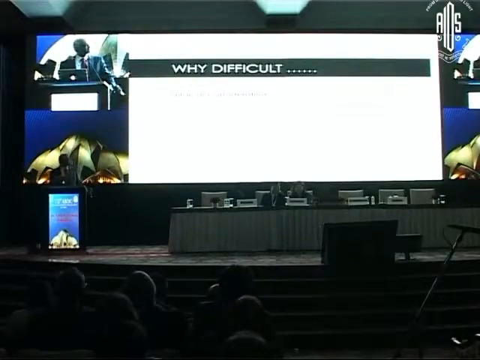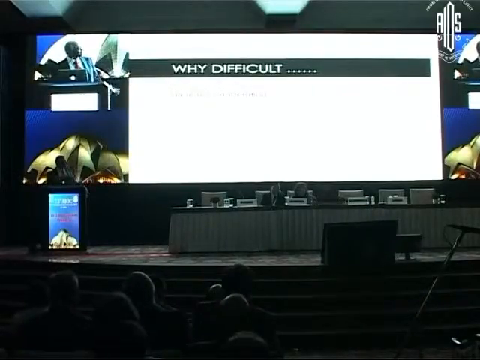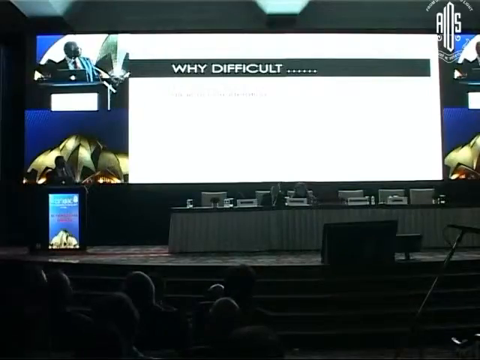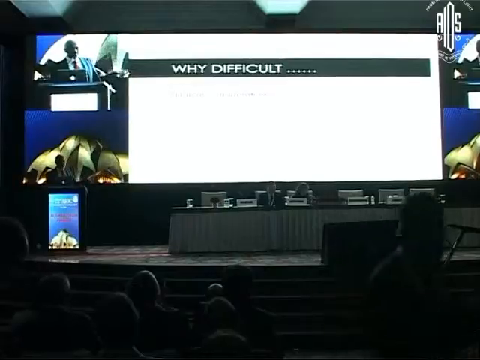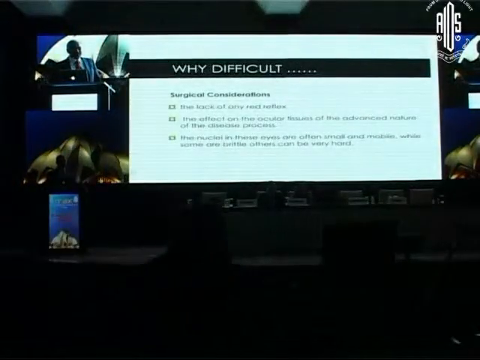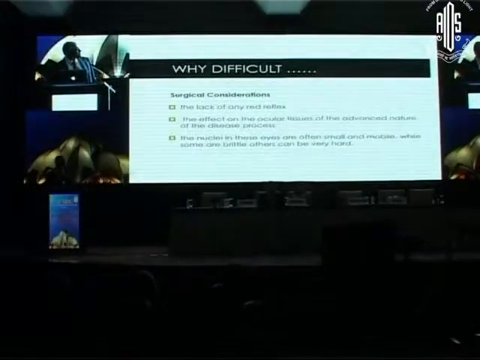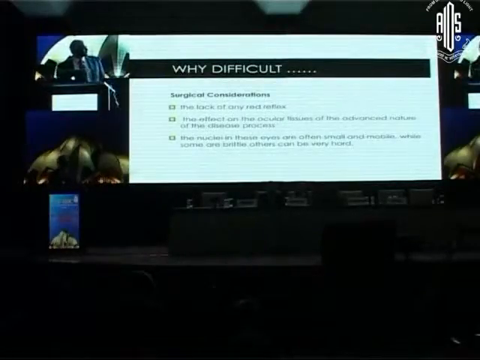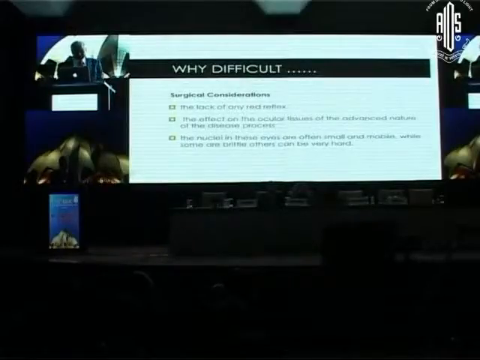Now the surgical consideration is the lack of any red reflex, you can't see. Then the effect on the ocular tissue of the advanced nature of the disease process. Because as it is hypermature, the zonules are also degenerated. The nuclei in these eyes are often small and mobile, while some are brittle and others can be very hard. So such types of nucleus can be seen.